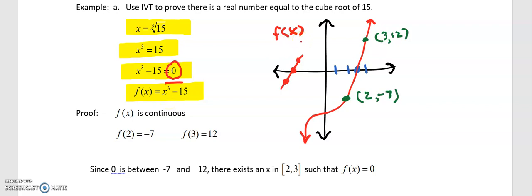So the first part of IVT is you have to determine if your function is continuous. For anyone to use IVT, you have to have a continuous function or it doesn't guarantee the rest of the conditions. So this next step, and now we're getting to the proof. If I state that f of x is continuous, that's because x cubed minus 15 is a polynomial, and it is indeed continuous. So my very first thing I always start out with is saying f of x is continuous.